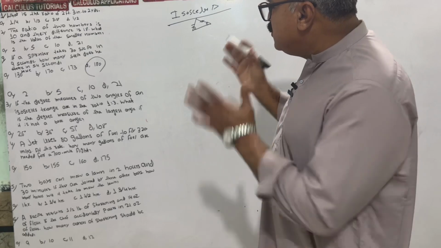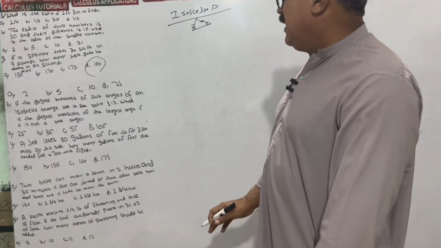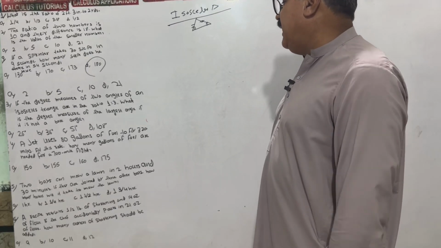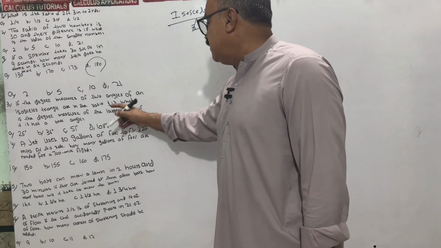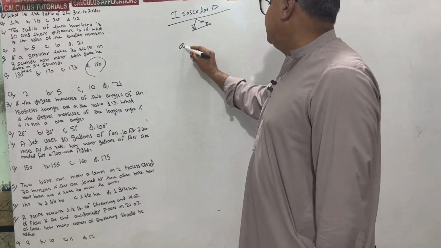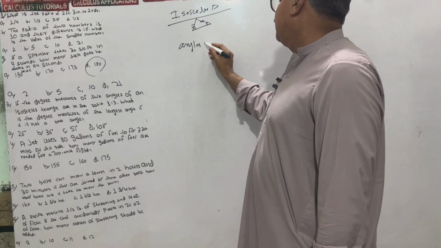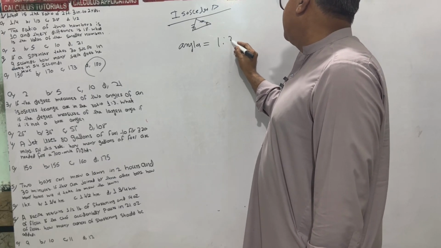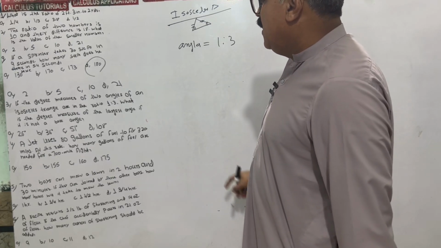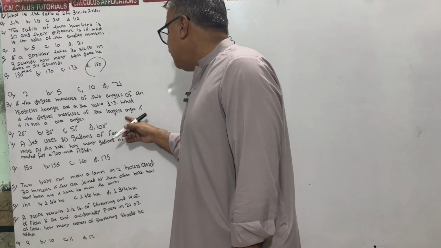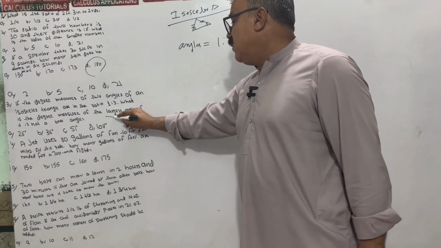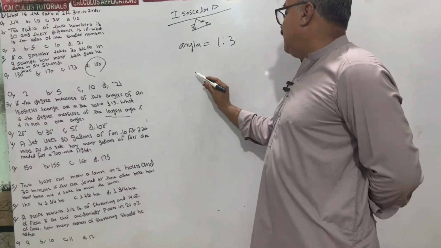What does our question read? If the degree measures of two angles of an isosceles triangle are in the ratio 1:3, what is the degree measure of the largest angle? The angles ratio is given to us as 1:3. We are asked to find the largest angle.